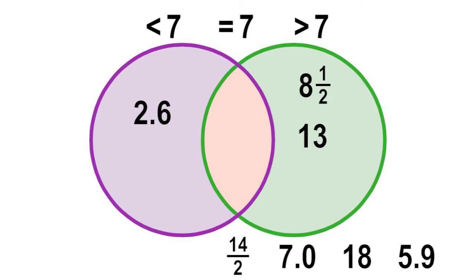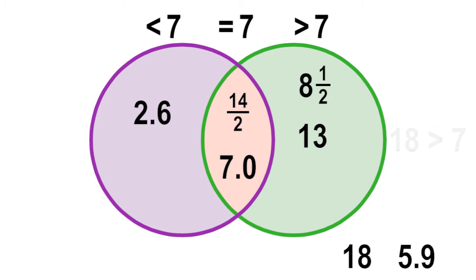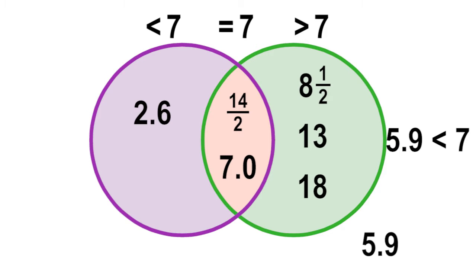It will be placed in the far left purple portion of the Venn diagram. 14 halves is the same as 14 divided by 2, which is 7. 14 halves is equal to 7. It will be placed in the center overlap section. 7 and 0/10 is also equal to 7 and will be placed in the center part as well. 18 is greater than 7 and will be placed in the far right green part. And 5 and 9/10 is less than 7 and will be placed in the far left purple portion.